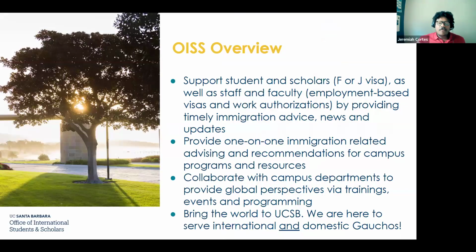All right, so let's go over the overview of OISS. The Office of International Students and Scholars provides support for students, scholars, professors, and employees coming to UCSB to either get their degree, teach, or work for the campus. Our office provides one-on-one immigration-related advising and recommendations towards any of your work authorization plans or any of your study plans here on campus. We do collaborate with other campus departments, such as this event today. We are doing our Welcome with you guys to help provide prospective trainings towards just any of the general experiences that you are going to have here on campus.